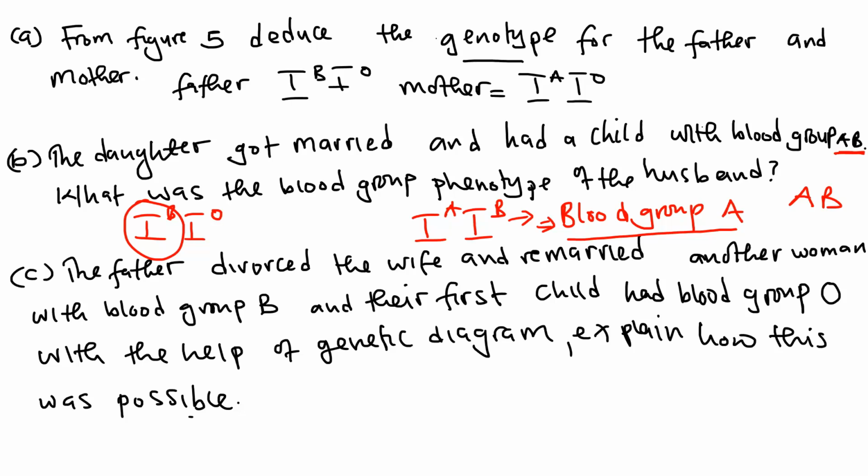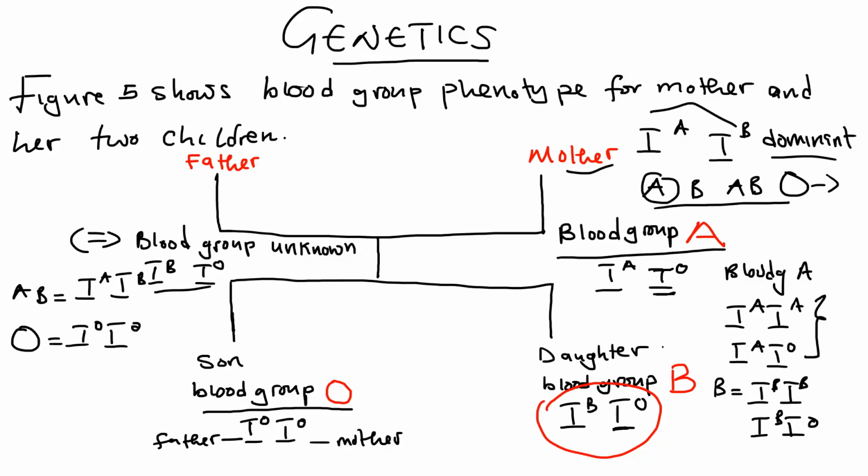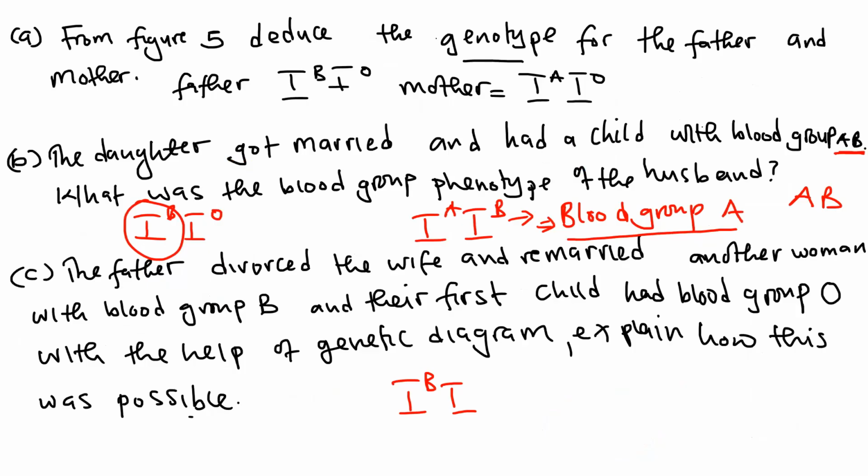Now, question C. The father divorced the wife and remarried another woman with blood group B. So what was the genotype of the father? You remember he is blood group B, that is heterozygous. Let us just go back. Yes, the father was blood group B, which is heterozygous. Then he remarried another woman with blood group B.